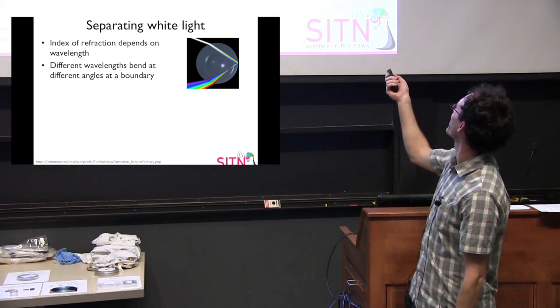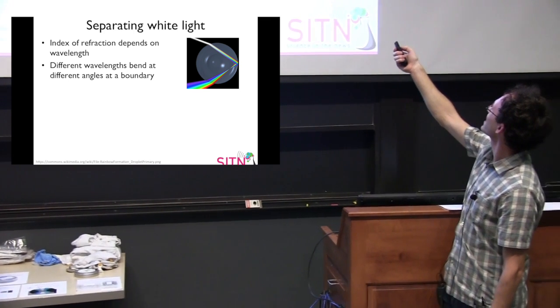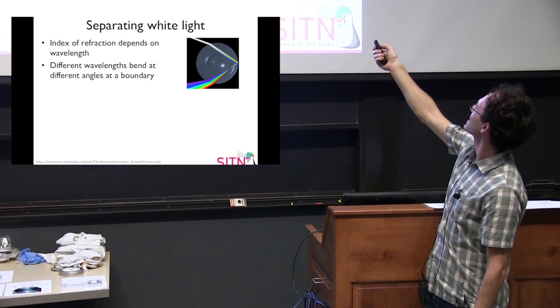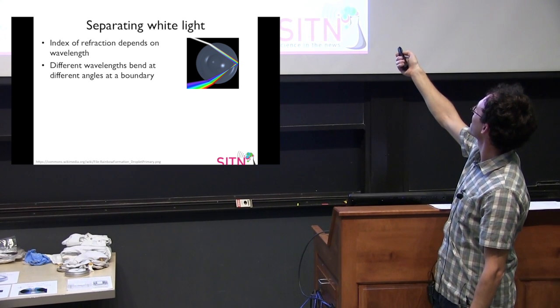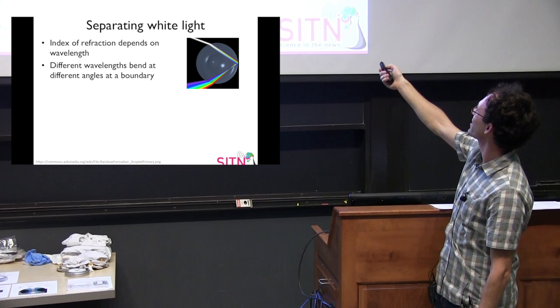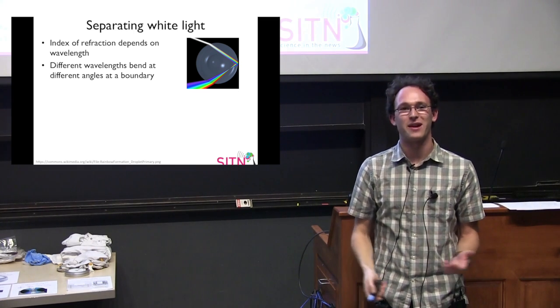And you can do this too with, let's say this is a rain droplet. You have white light coming in, and the red and the purple bend at slightly different angles, so they start to separate. They reflect off, let's say, the back of this rain droplet and continue separating until they bend again when they hit air, and you have a rainbow come out.